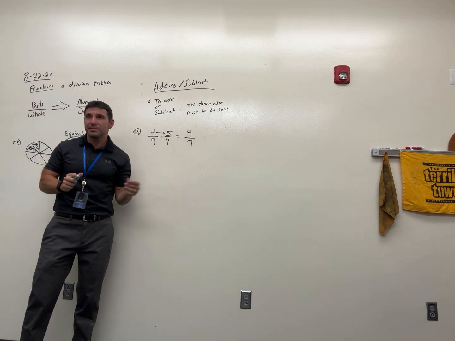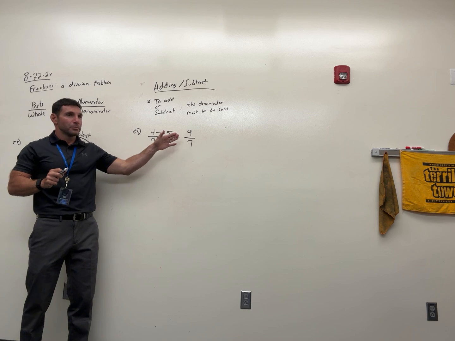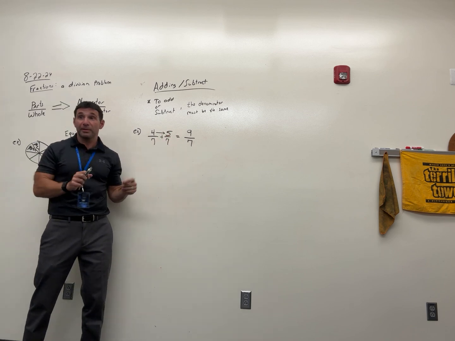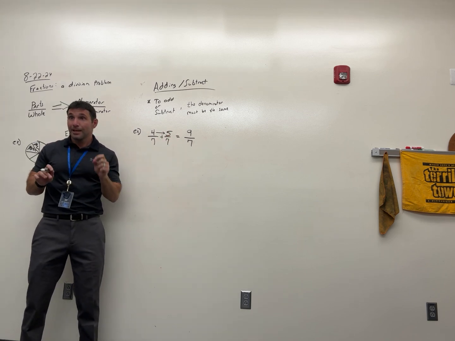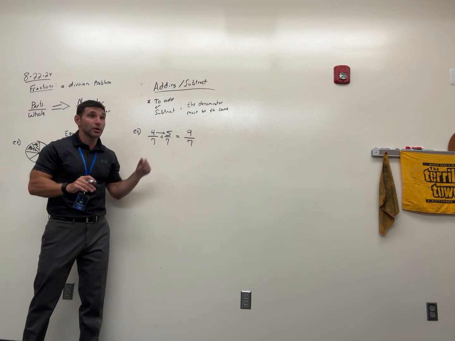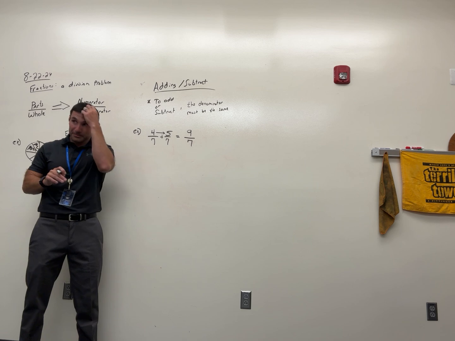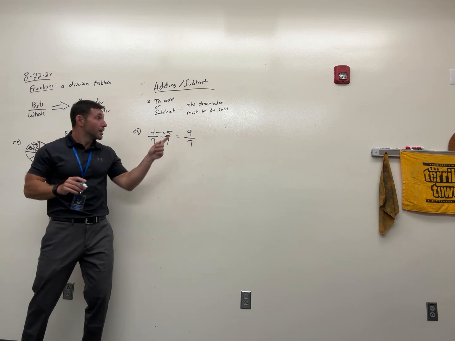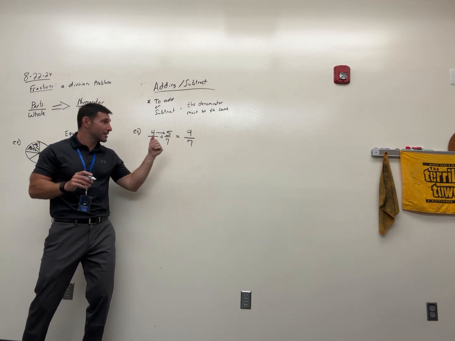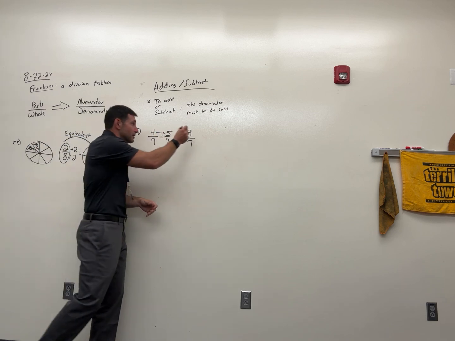And I had somebody in my second hour go, Mr. H, wait a minute. That's an improper fraction. Should I change it to a mixed number? No. In algebra, I want them as improper fractions. We do not want mixed numbers. We want improper fractions. But we can't simplify this. 9 divided by 7 can't be simplified, so we're good there.